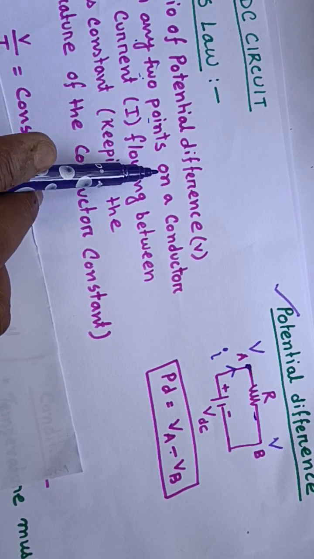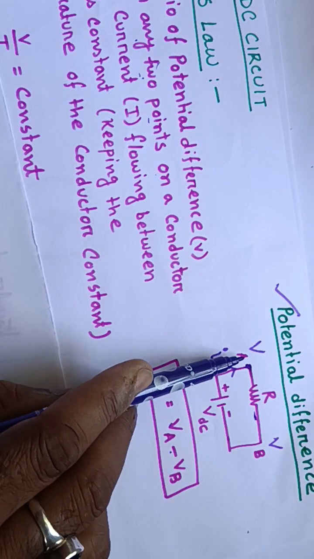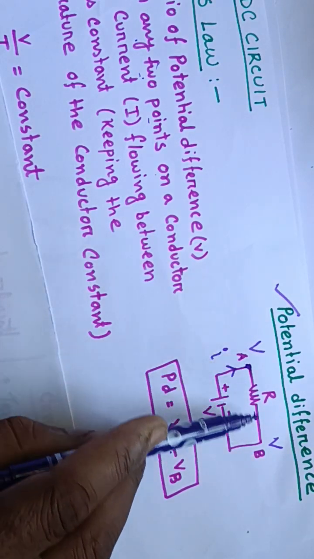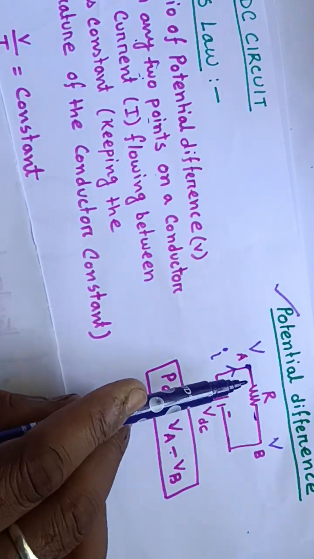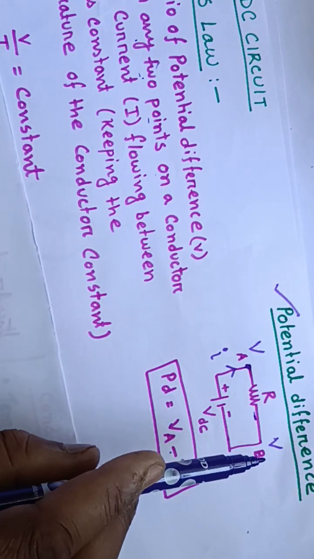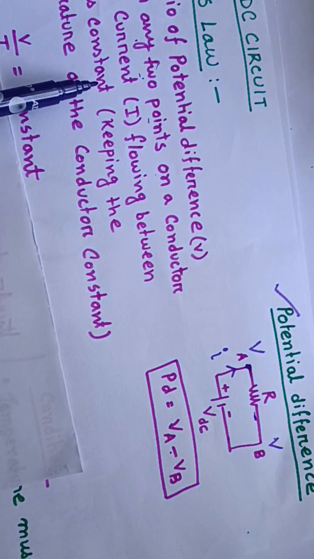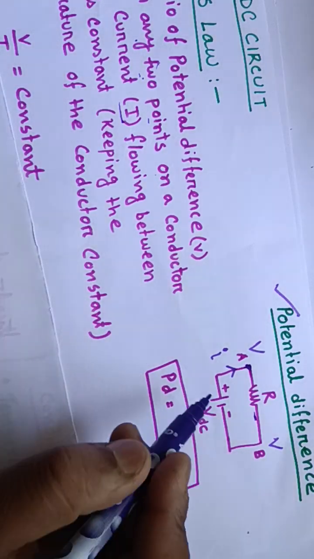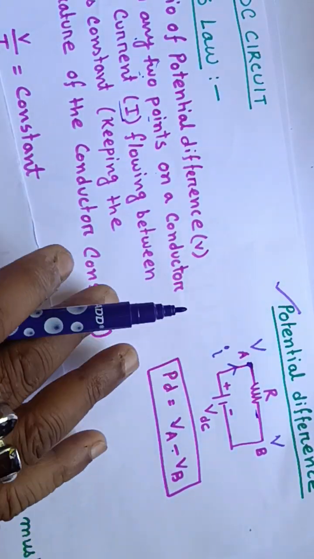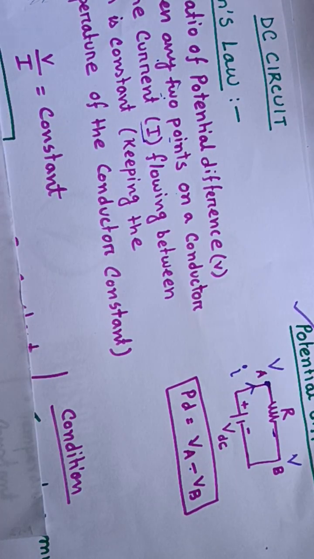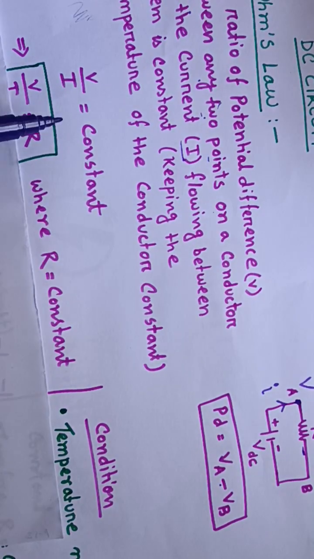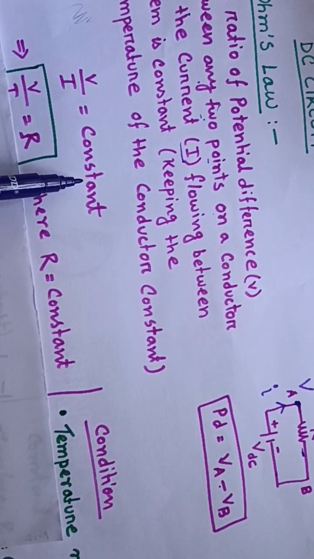बिटवीन एनी टू पॉइंट्स, राइट? मतलब यहाँ पे जो ए पॉइंट है, बी पॉइंट है, ये दोनों पॉइंट के बीच में जो पोटेंशियल डिफरेंस होता है, जो वोल्टेज का डिफरेंस होता है, वो डिफरेंस एंड सर्किट का जो करंट होता है, इसका जो रेशियो होगा, ये रेशियो क्या होगा, कांस्टेंट होगा एज पर ओम्स लॉ, राइट? ये रेशियो क्या होगा, कांस्टेंट होगा.